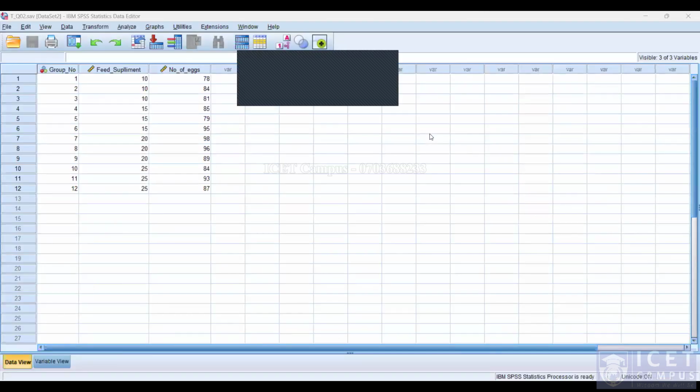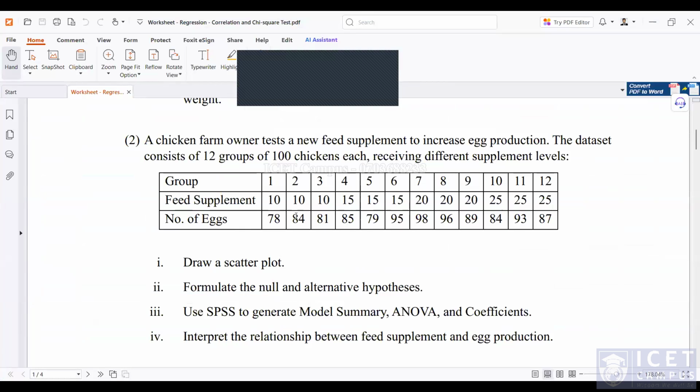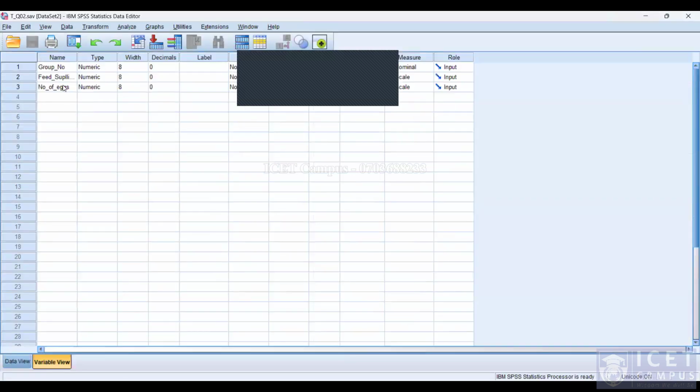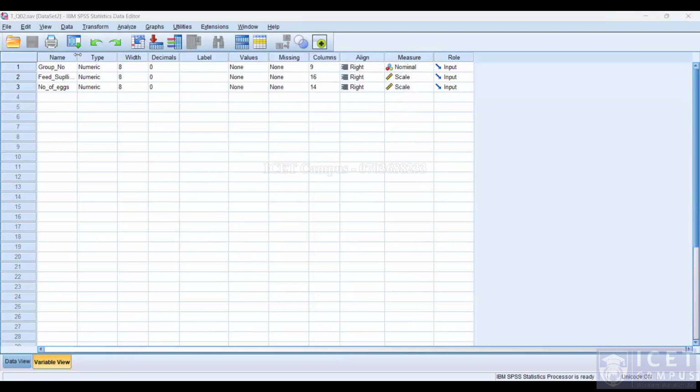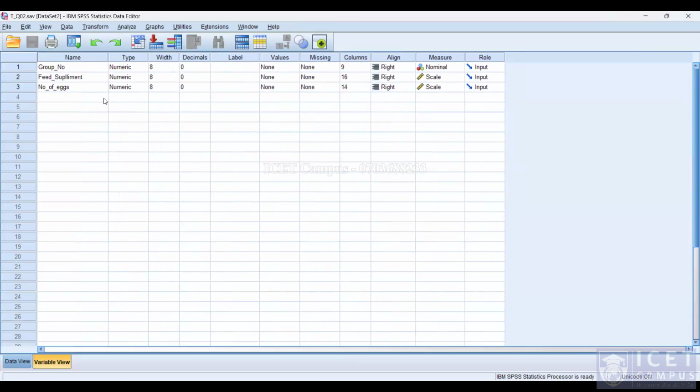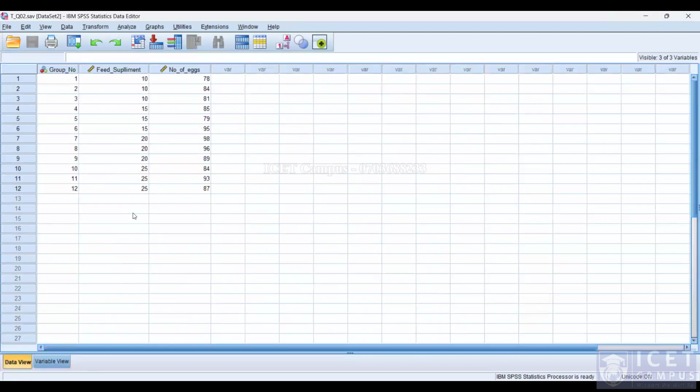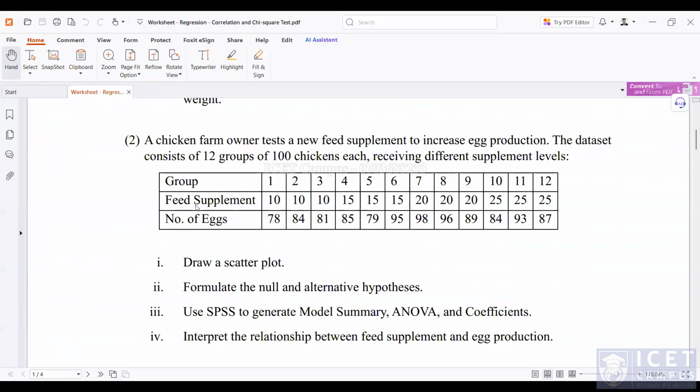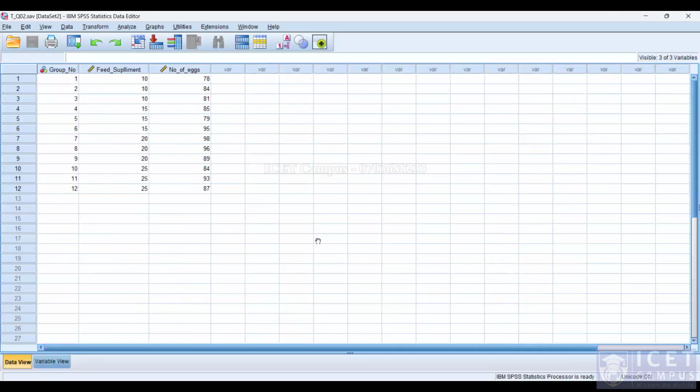First thing is we need to enter the data, right? So we have group, food supplement, and number of eggs. We can define three variables: group number, food supplement, and number of eggs. Group number is a nominal variable. The other two are scale variables. Then we can enter the data up to 12 groups, with food supplements and number of eggs. This is there.